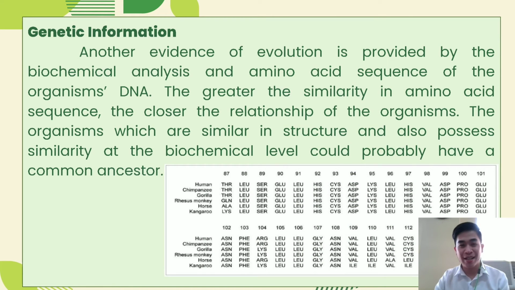Genetic information. Another evidence of evolution is provided by the biochemical analysis and amino acid sequence of the organism's DNA. The greater the similarity in amino acid sequence, the closer the relationship of the organisms. The organisms which are similar in structure and also possess similarity at the biochemical level could probably have a common ancestor. In other words, the greater the difference in amino acid sequence, the less related they are to humans.